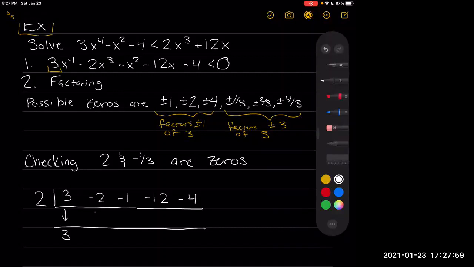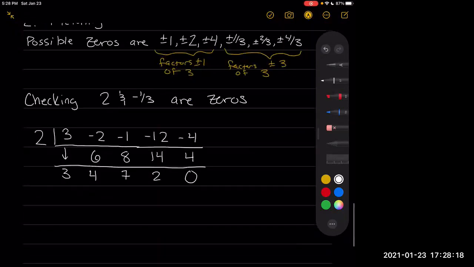We multiply and we get a 6. We add and we get a 4. We multiply, get an 8. Add, get a 7. Multiply, get a 14. Add, get a 2. Multiply, get a 4. Add, get a 0. This checks because this makes sure that we know it's a 0.